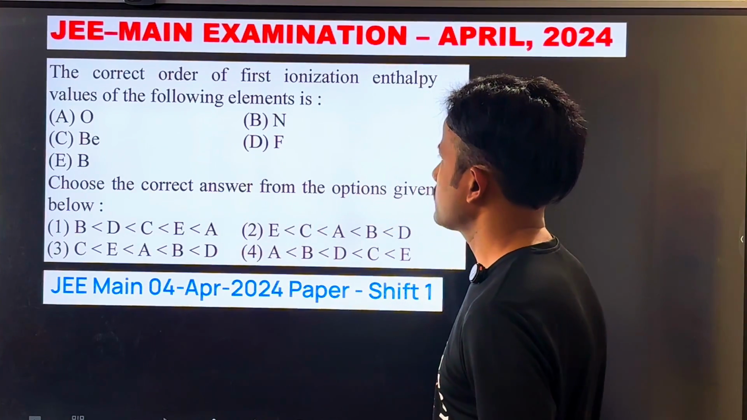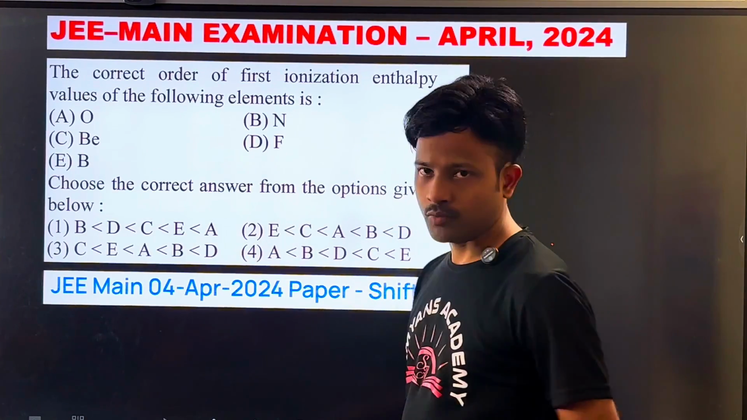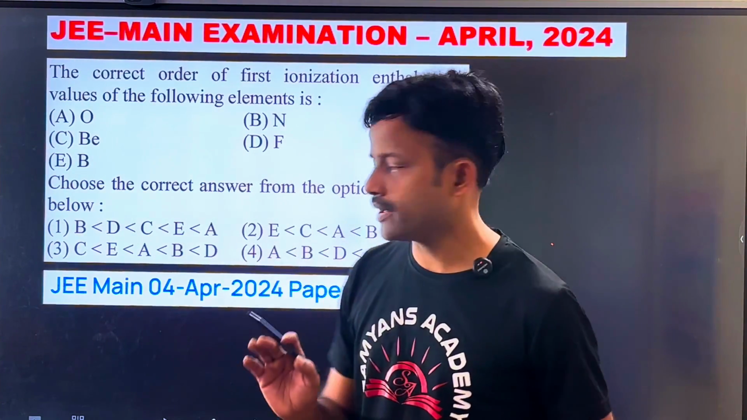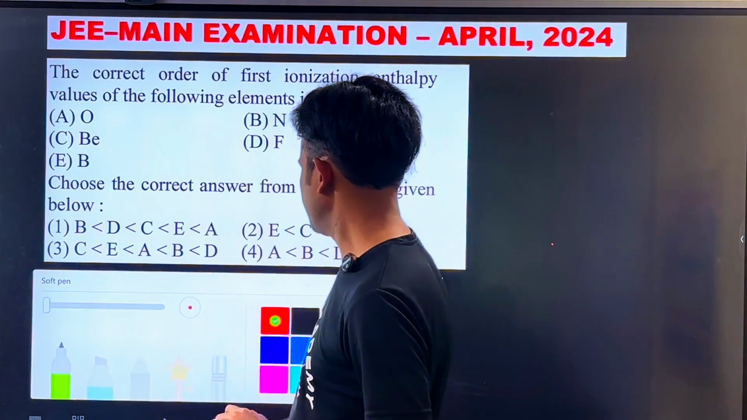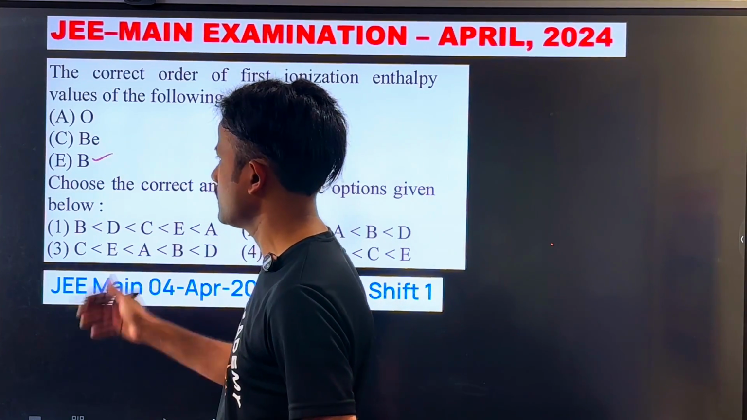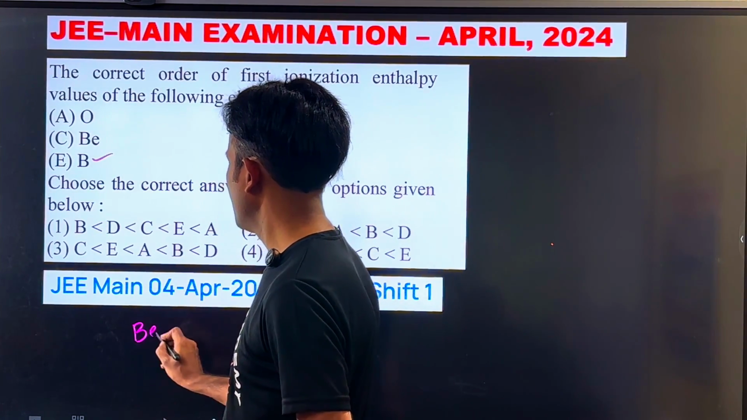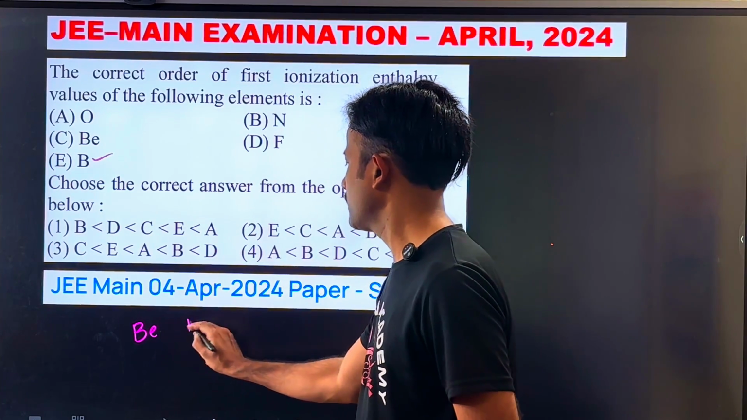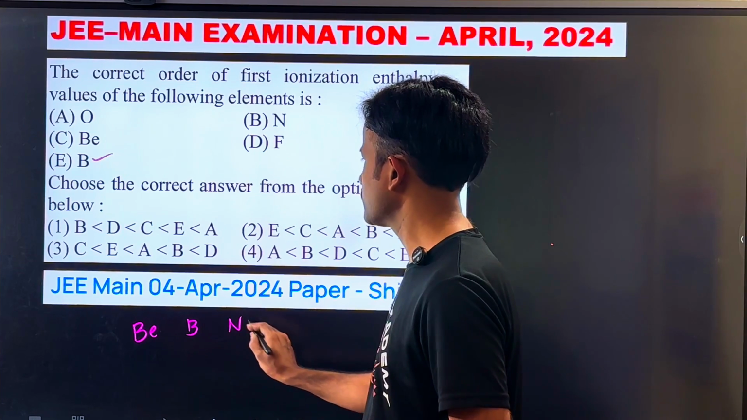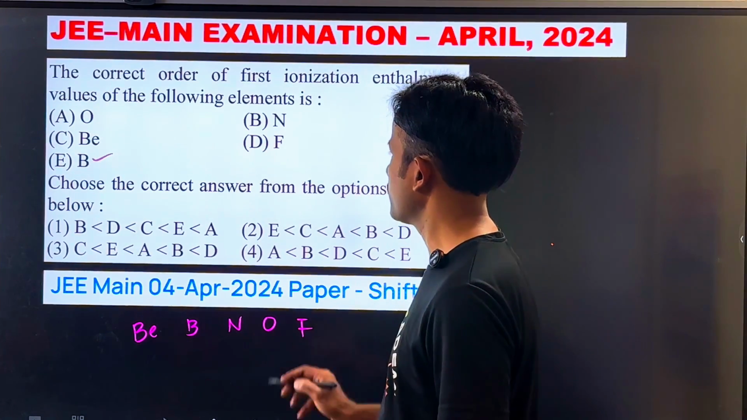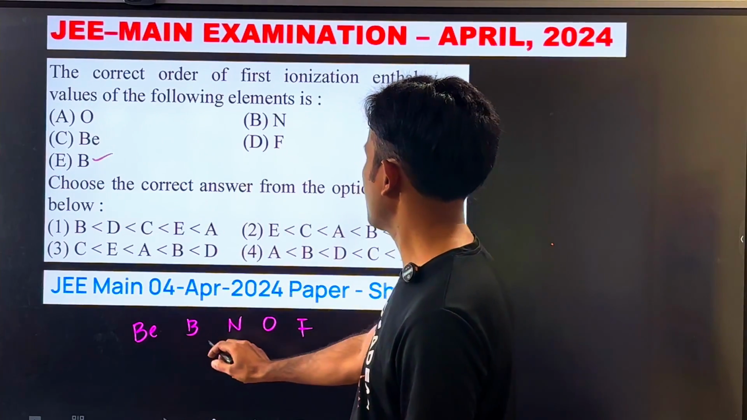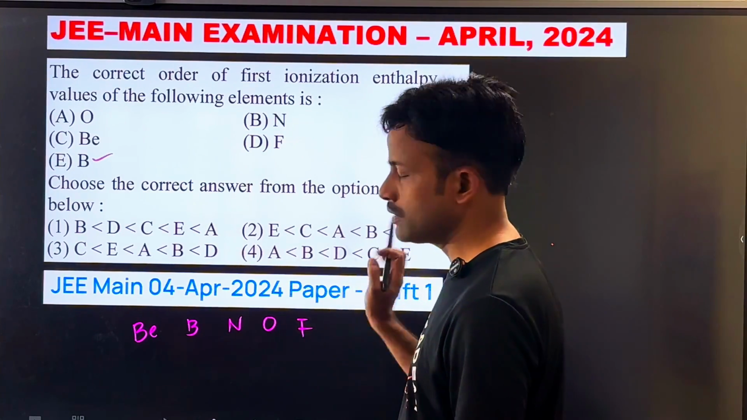Here the given elements are oxygen, nitrogen, beryllium, fluorine and boron. Just arrange the given elements in increasing order of their atomic number. Which one will come first? Hydrogen, helium, lithium, beryllium. Next boron will come. Next, carbon is not there, so nitrogen, oxygen, fluorine. These are the given elements: beryllium, boron, nitrogen, oxygen, fluorine.